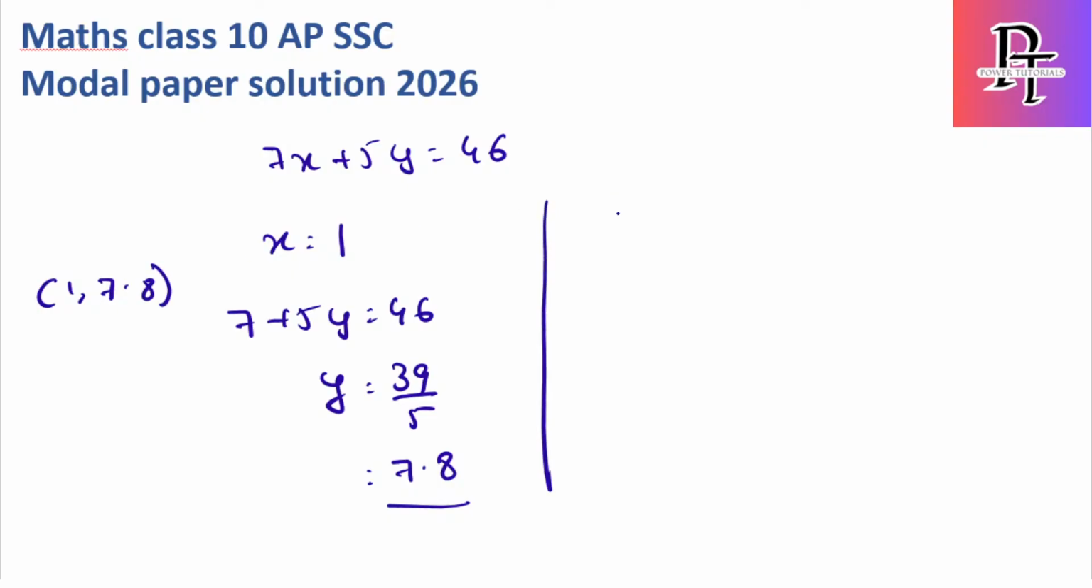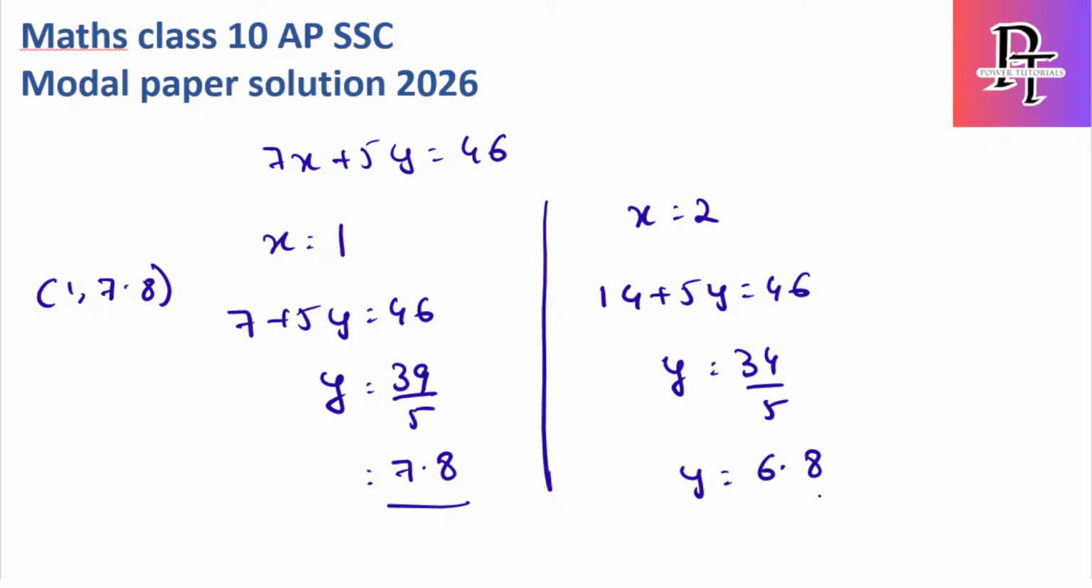The second, if I keep x as 2, then 7 2s are 14. 14 plus 5y is equal to 46. So the y value becomes 46 minus 14 is 34, 34 by 5. So 5 6s are 30, 5 is 40, 6.8. The second point is 2 comma 6.8. Okay, so just mark it in the graph sheet and draw the lines, and wherever it is intersecting, this is the solution for these two equations.